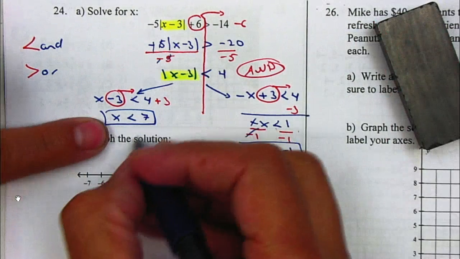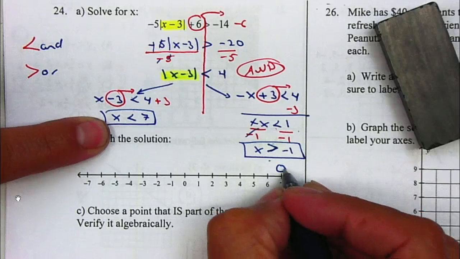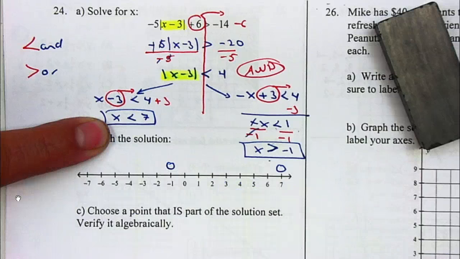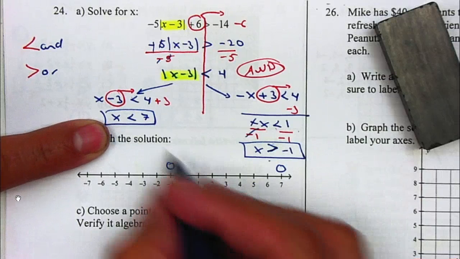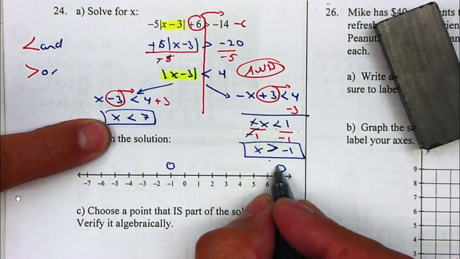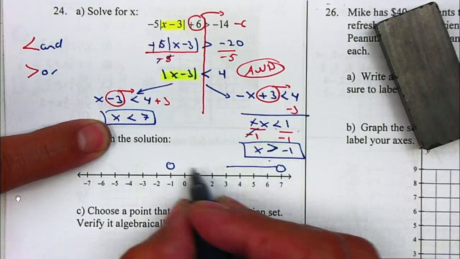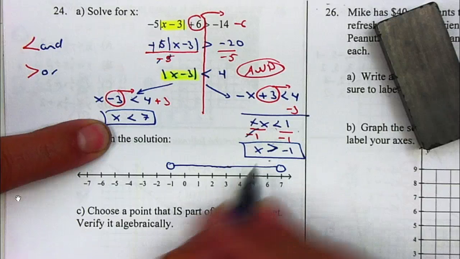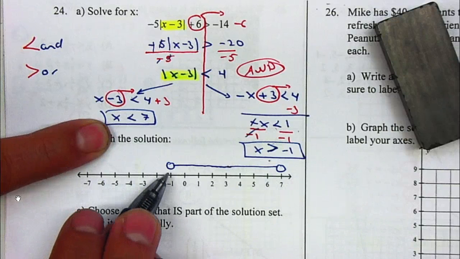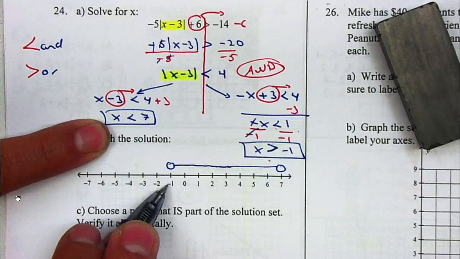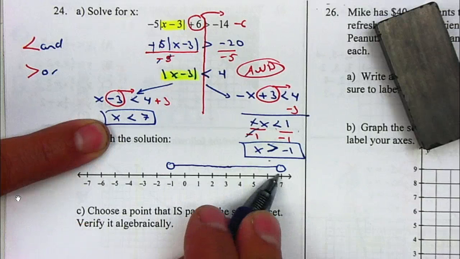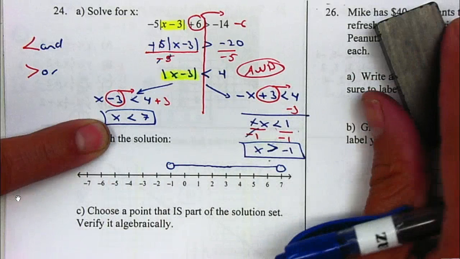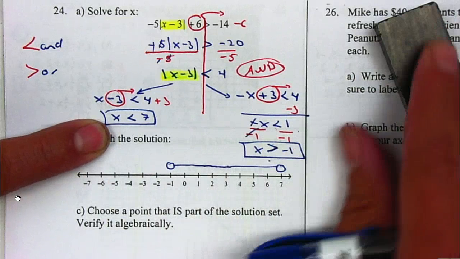So let's see. At 7, it'll be open because there's no equal sign. At negative 1, you'll be open as well because there's no equal sign. All the numbers that are less than 7 are to the left. All the numbers that are greater than negative 1 are to the right. So your solutions will be anywhere in between. Now remember that we place it open to indicate that negative 1 is not a solution. And here it's open because 7 is not a solution. Only the numbers less than 7, and the numbers that are greater than negative 1.